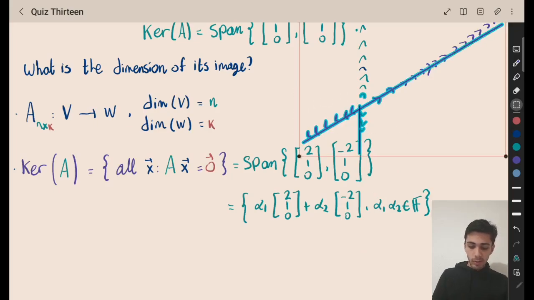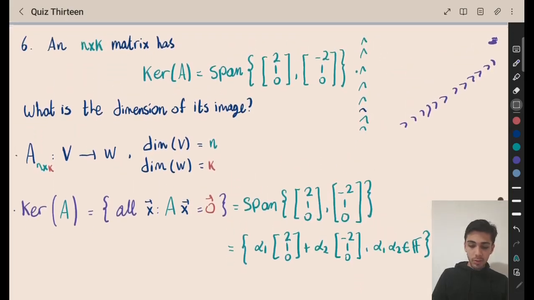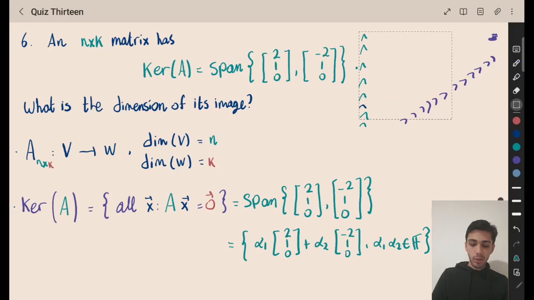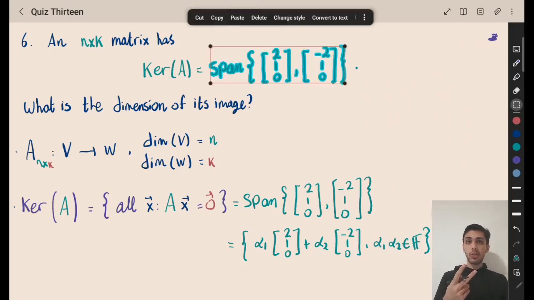Now, what does this mean? It means that the span is two-dimensional. This I can say for sure. You have two vectors in space. They span two dimensions. This, I think, is very clear. It is very intuitive. You have two vectors in space. So here we have the span. We know the span is two-dimensional.